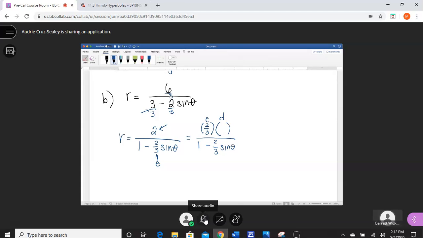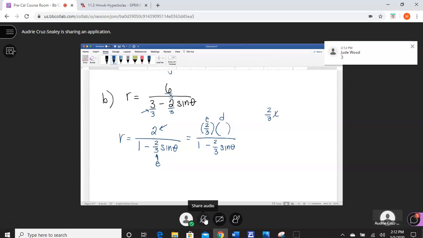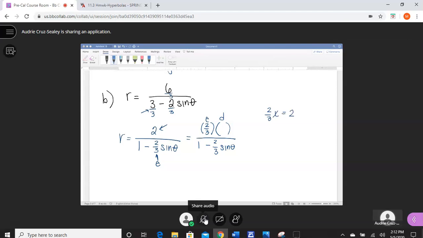1/3. Nope. No. 2/3 times 1/3 is not 2. 2/3 times what gives you 2? Yep. Jude said it's 3, and it is. So 2/3 times 3 gives you 2.